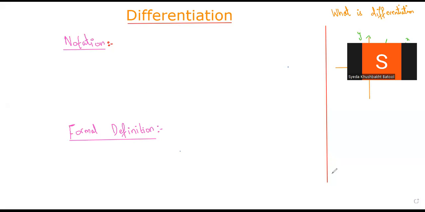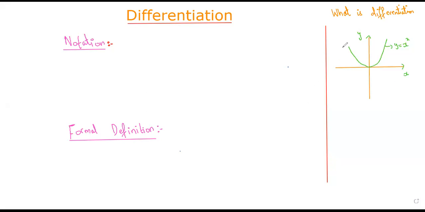So let's talk about differentiation today. We know how to differentiate things, but the important part is what exactly differentiation is. So let's talk about that first. What is differentiation?